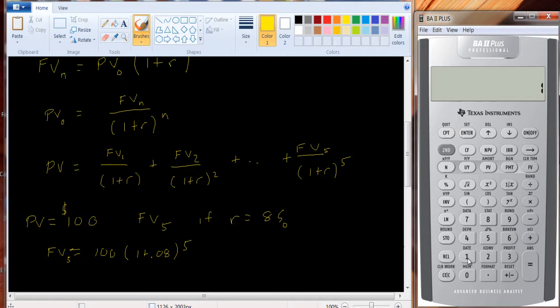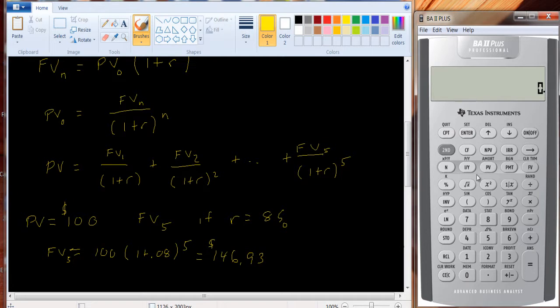I can do it this way: 1.08, if I don't have a financial calculator, use my y to the x key and raise it to the fifth power, and then just multiply times the 100, and I get $146.93. So if I put $100 in my account today and I'm earning 8%, in 5 years I'm going to have $146.93.